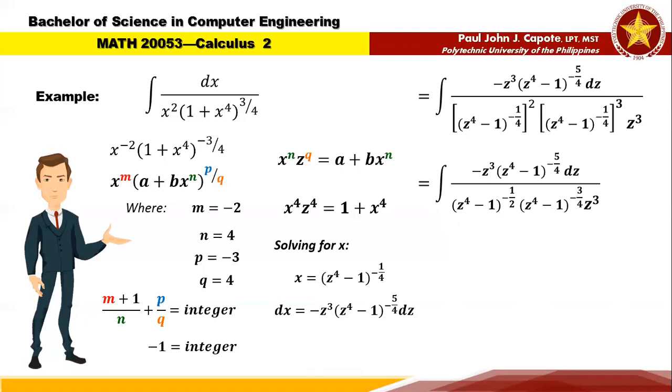We have z raised to the power of 4 minus 1 all raised to negative 1/2, because negative 1/4 raised to the power of 2 is equal to negative 1/2. And negative 1/4 raised to the power of 3 is equal to negative 3/4. And so we have these new derived expressions in the denominator. Then we copy the terms in the numerator.